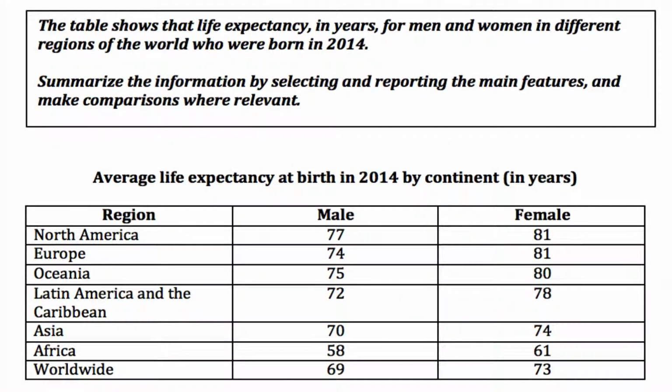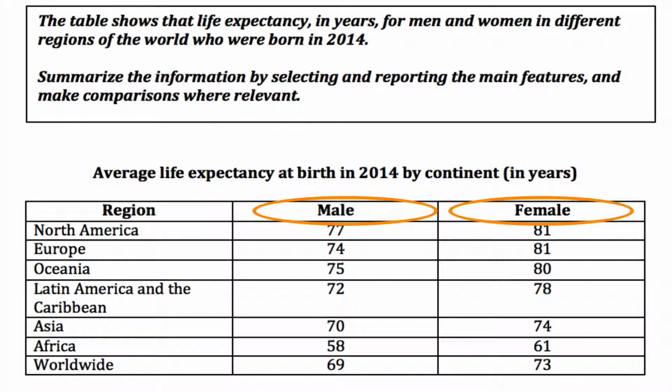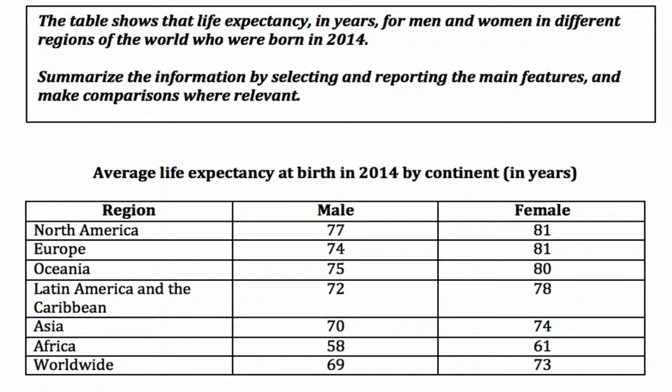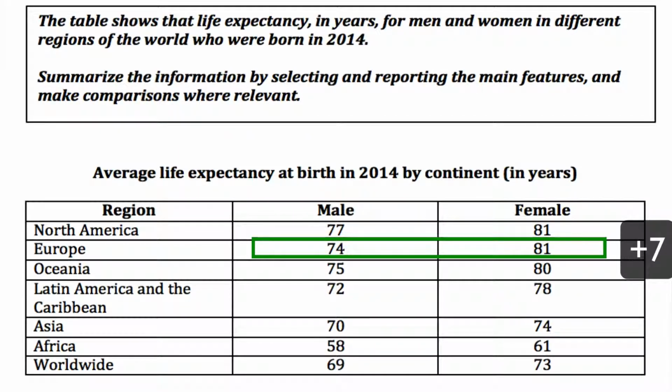We have male versus female, and then we have the 8 regions. So we can see that females obviously outlive males in all regions. So that would be probably the most significant change within a particular category. However, we can also see that the greatest difference or age gap occurs in Europe, where females outlive males by, I think it's 7 years. So that's the highest age gap.